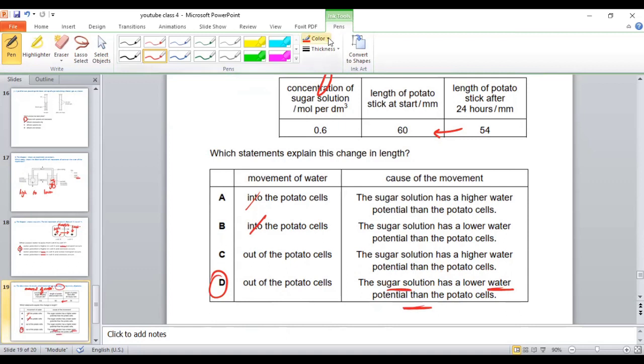Let's suppose this is the strip of potato, and let's suppose this is the sugar solution. So the mass of potato is decreasing. It means water is moving out.